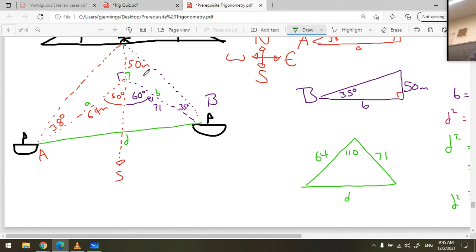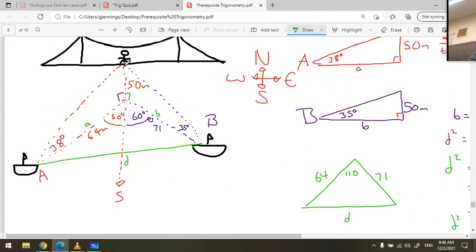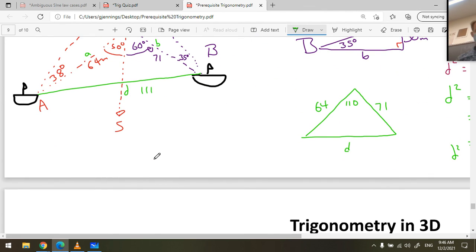Before we do a therefore statement, we should probably look at our initial diagram. We're 50 meters above the action. This boat's 64 meters away. This boat's 71 meters away. We have just found that D is 111 meters. Does that look reasonable? This is an angle of 120. It's pretty wide, and these add up to a little bit more than this. So that's very reasonable that that would be the answer. And so we can wrap this up and say, therefore, the boats are 111 meters apart. Done.